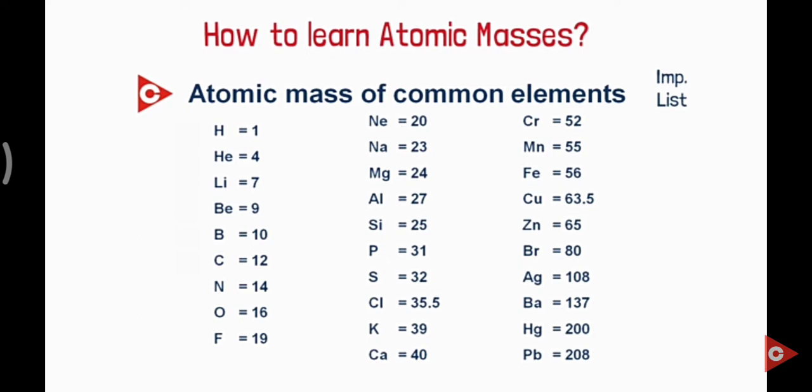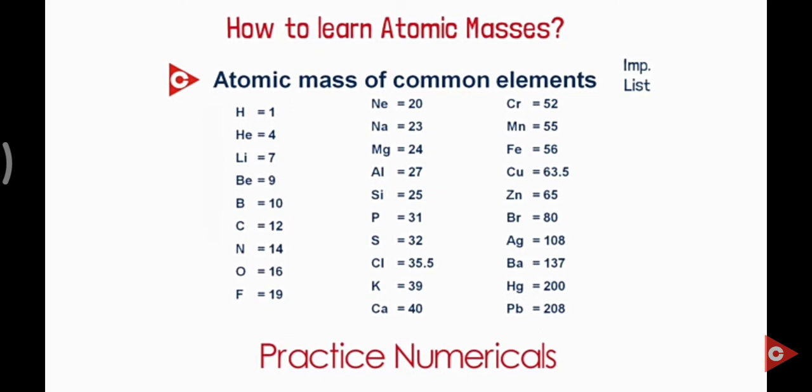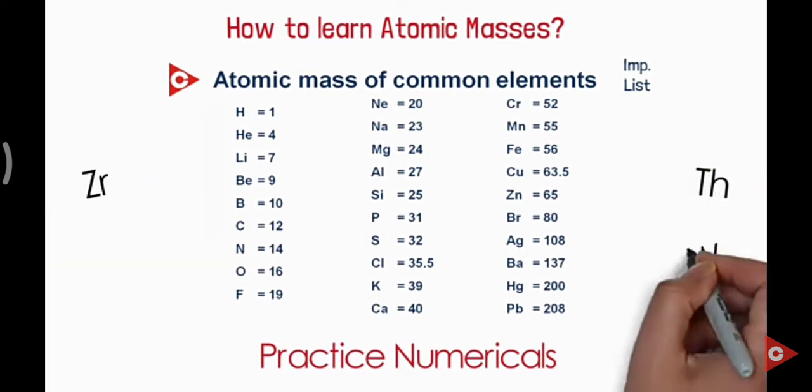So do you need to cram this list? No, not at all. जैसे जैसे आप मोल कॉन्सेप्ट्स के न्यूमेरिकल की प्रैक्टिस करते जाएंगे, you will gradually learn all these atomic masses. और वो एलिमेंट्स जो इस लिस्ट में नहीं है, like thorium, zirconium, tungsten, you will be given their atomic masses if they come.